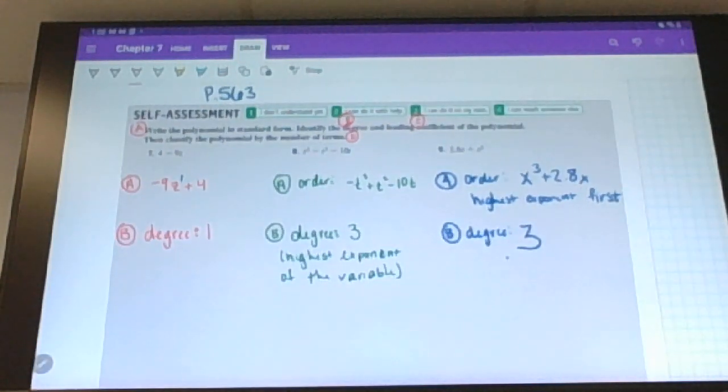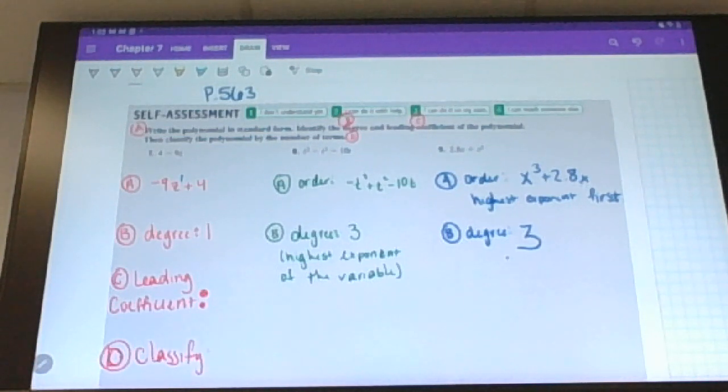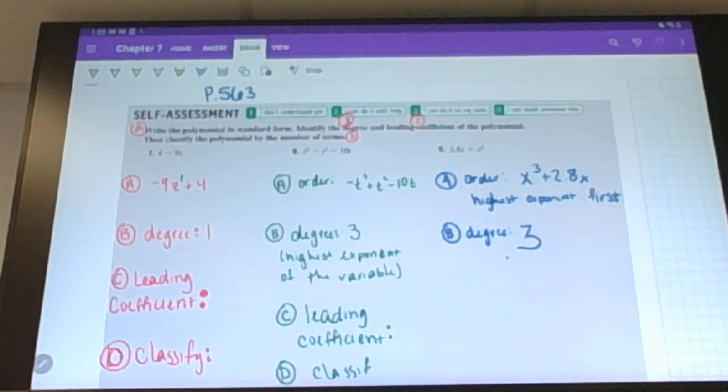And I used to skip this. What is the leading coefficient? Good job. Four is the constant on number 7. Just the -9. All right, the leading coefficient is -9.